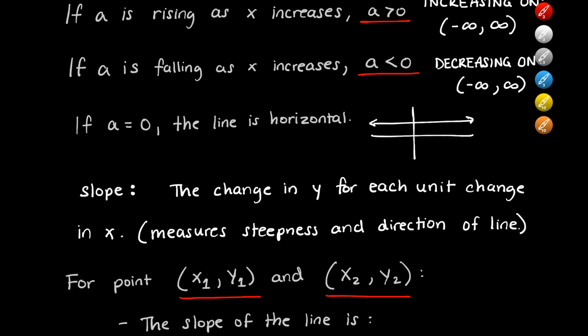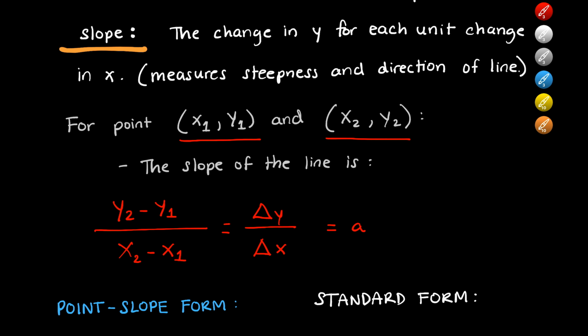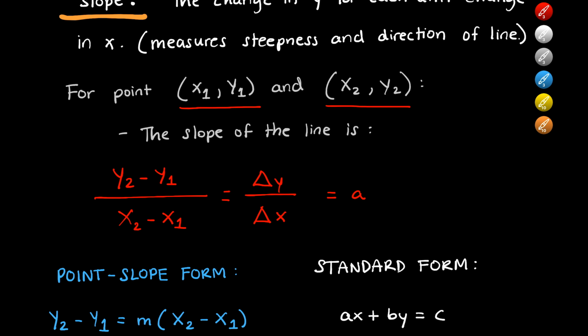So now, what is the slope of a function? The slope is the change in y for each unit change in x, and it measures the steepness and the direction of the line. For point x1, y1, and point x2, y2, the slope of the line is y2 minus y1 over x2 minus x1. There is also another way of writing it, and this is said as delta y over delta x.